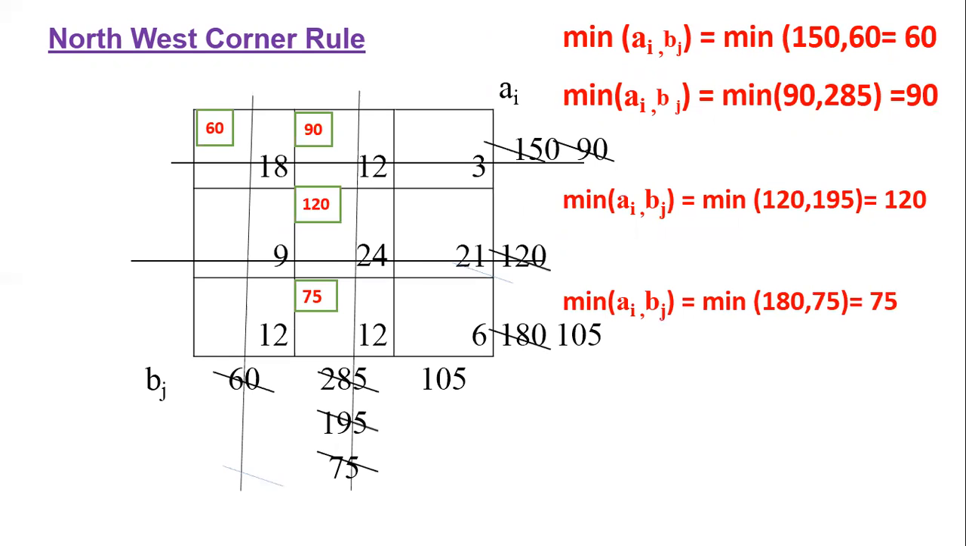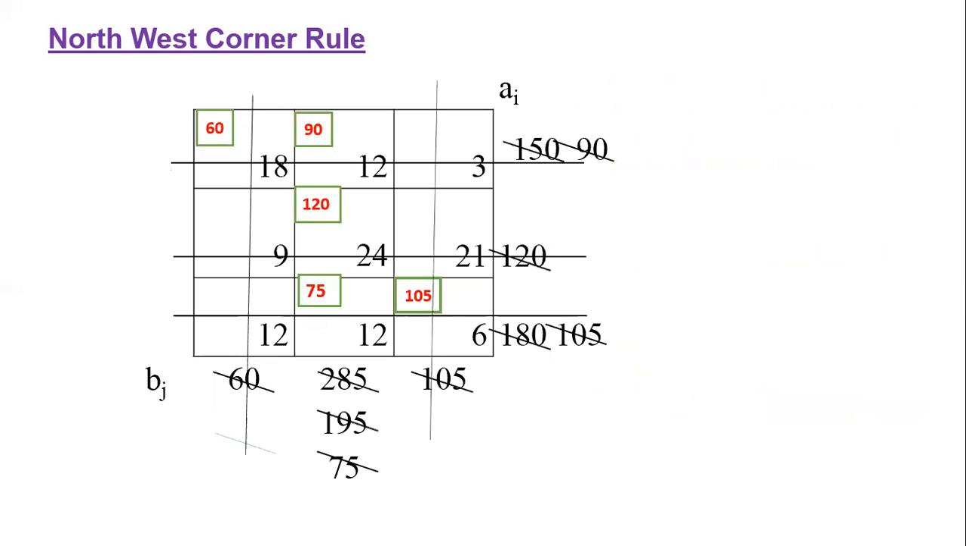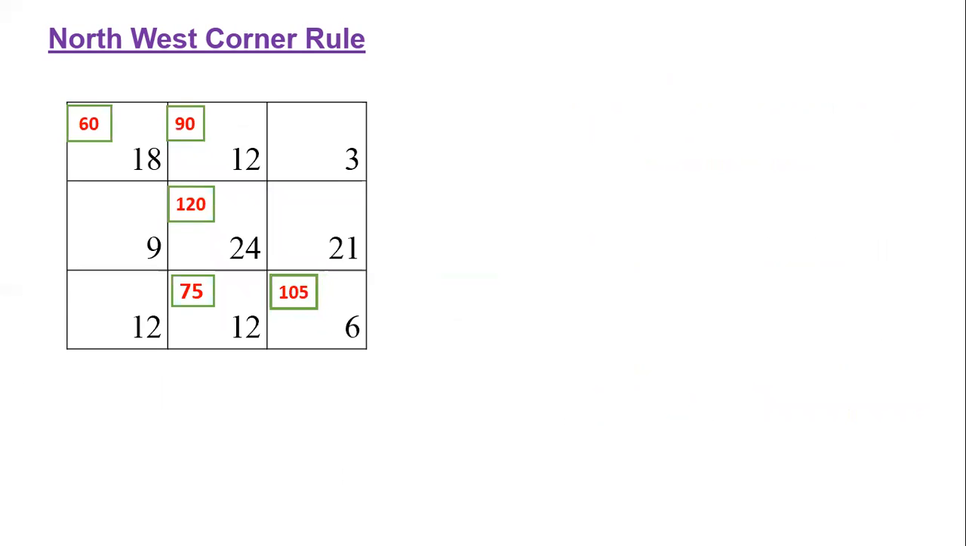Then the minimum of Ai, comma Bj is 105. It is fully utilized, 105, 105. So the row is cancelled and the column is cancelled. All supply and demand are fully allocated. There is no balance. This is the northwest corner rule allocated table. All the supply and demand values are allocated with the cost elements.